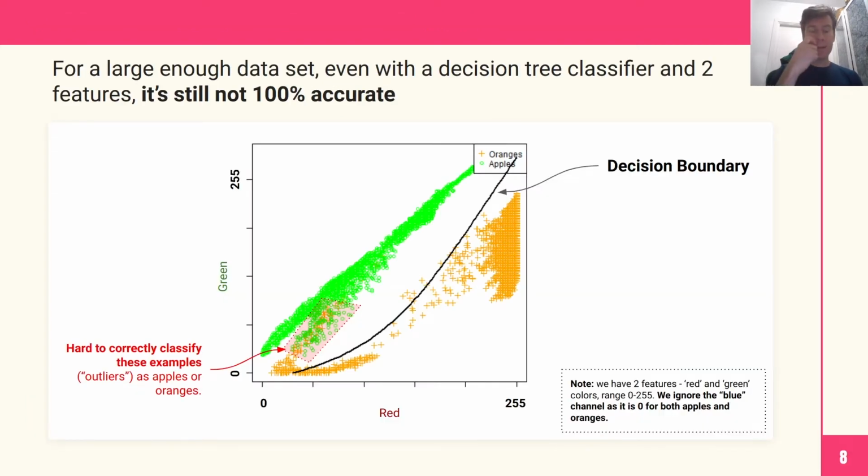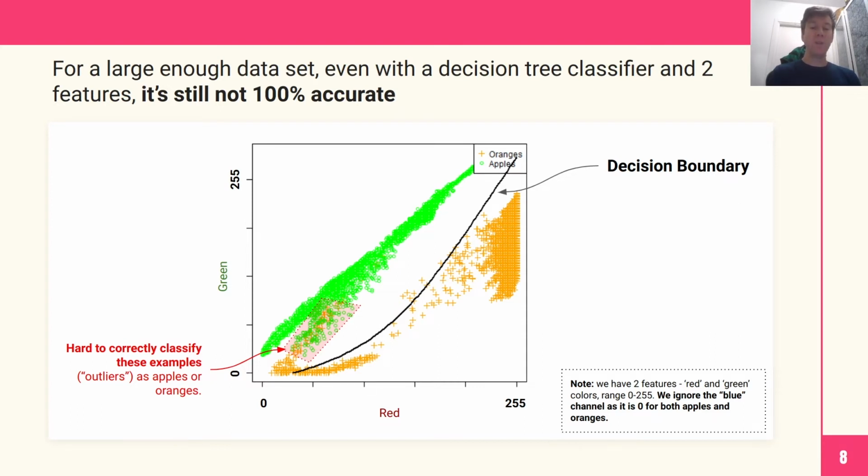Let's have a look at this in a graphical form. We're not interested in the blue channel, so we're going to ignore that. We're left with two features, the green channel and the red channel. On the y-axis, we have the green values from 0 to 255, and on the x-axis we have 0 to 255 on the red channel.